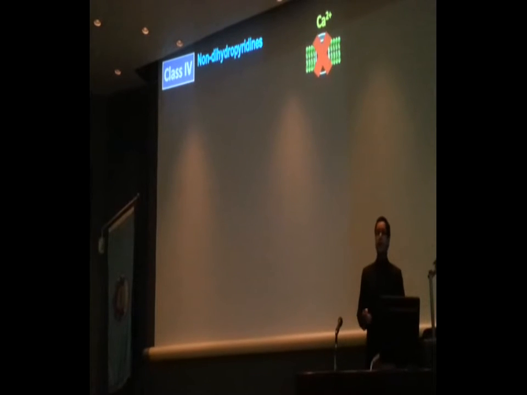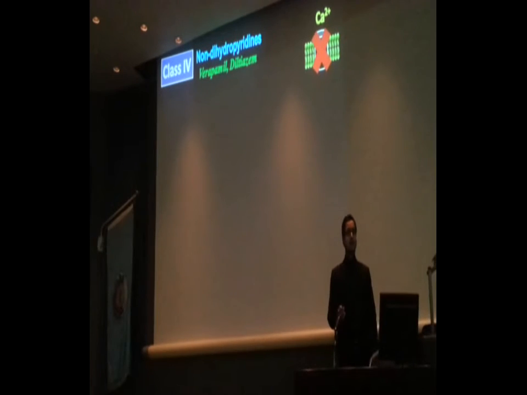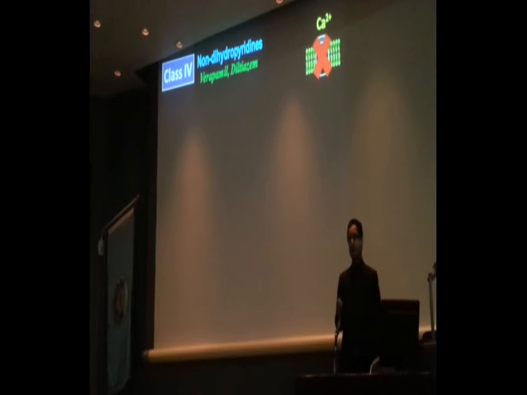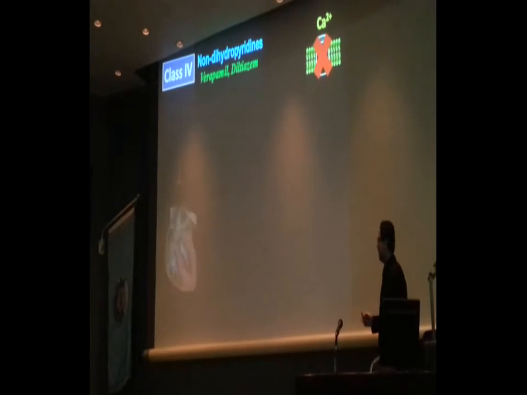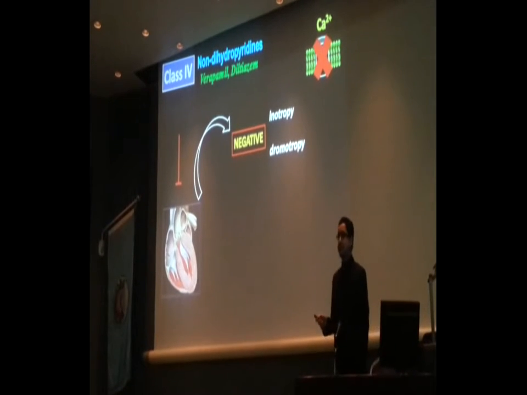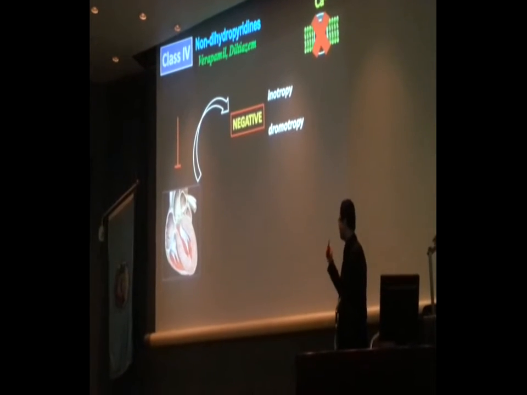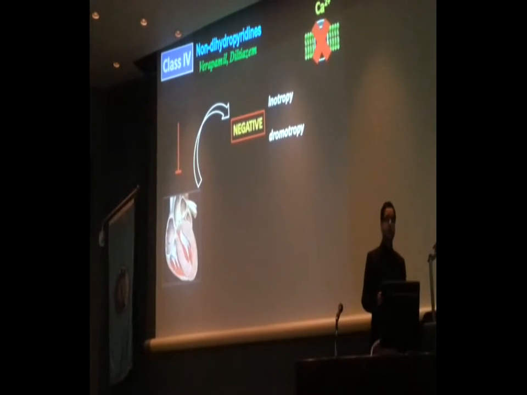Okay, and the non-dihydropyridines, and these are verapamil and diltiazem, are the ones that have major cardioinhibitory effects. Okay? And we said previously that the major two effects are the negative inotropy and dromotropy. Now, you would ask, how does it produce this negative dromotropy?